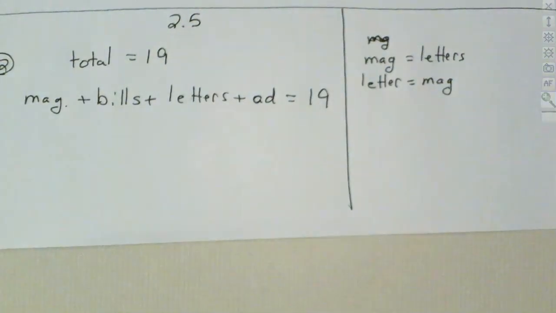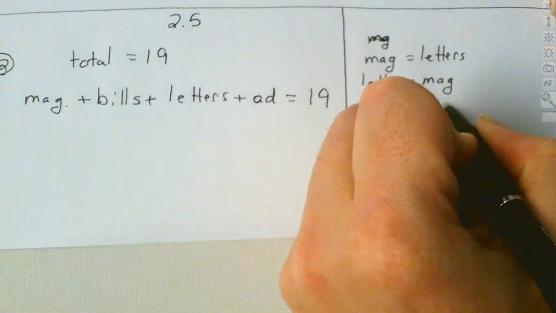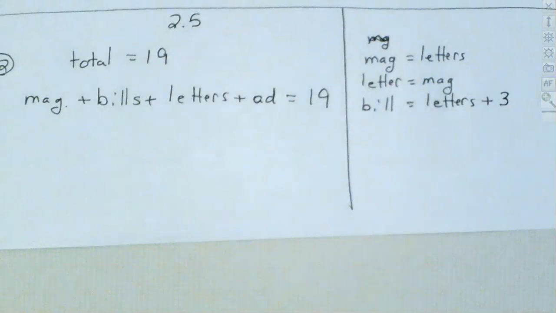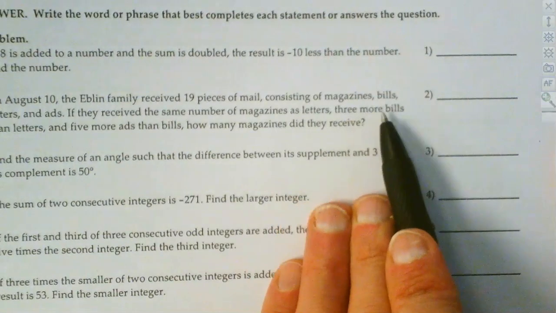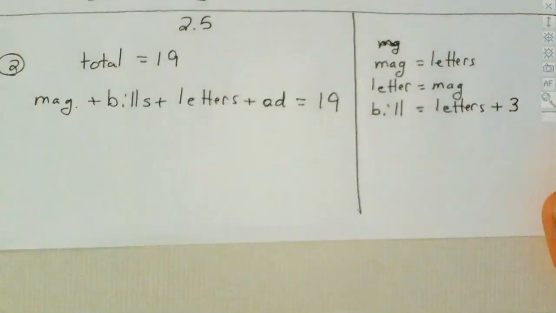Okay. Then what do we have? Then it says 3 more bills than letters. So the bills are going to be the letters plus 3, right? Is everyone okay with that? You see where that came from? Okay, let's make sure. 3 more bills than letters. So that means that the bills are going to be the letters plus 3. Okay, because 3 more bills than there are letters.